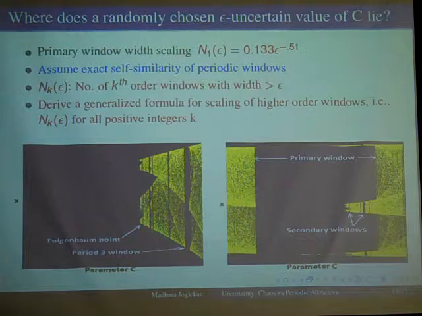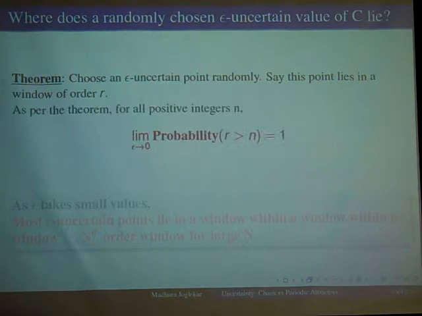So assuming exact self-similarity and using the scaling relation we had for primary windows, we arrived at a scaling relation for kth order windows where k can take any positive integer value. This relation was a polynomial in log of 1 over epsilon, and based on this, through a series of lemmas, we arrived at the following theorem. What this theorem says is that if an epsilon uncertain point is chosen randomly, then say this point lies in a window of order r, then as epsilon goes to 0, r goes to infinity with probability 1.